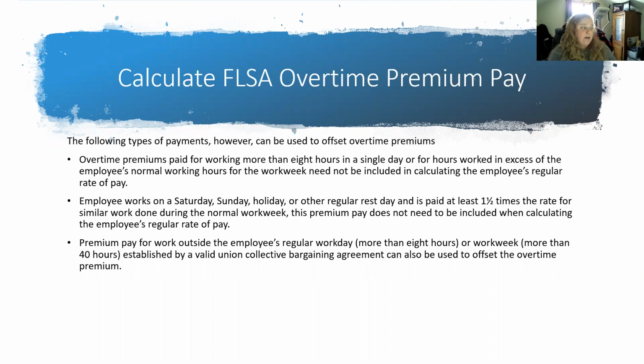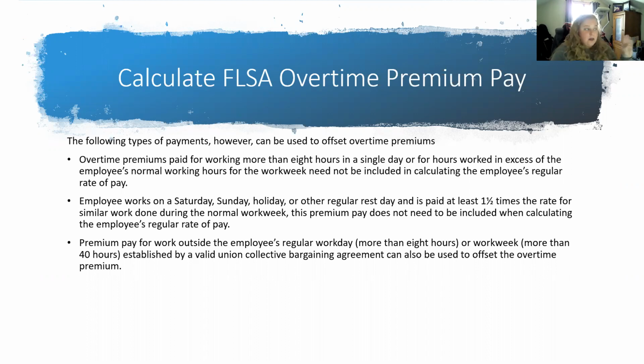If an employee works on Saturday, Sunday, or a holiday, or another regular rest day, Massachusetts has a day of rest law that you get paid extra if you work on Sundays. So that's an example of a time where you would get an overtime premium for working on a Sunday. If the overtime premium is paid at least 1.5 times the rate for similar work done during the normal work week, then the premium does not need to be included when calculating the employee's regular rate of pay. In Massachusetts, on the other hand, it is not 1.5 times, therefore it does have to be included. So that goes to what we already talked about.